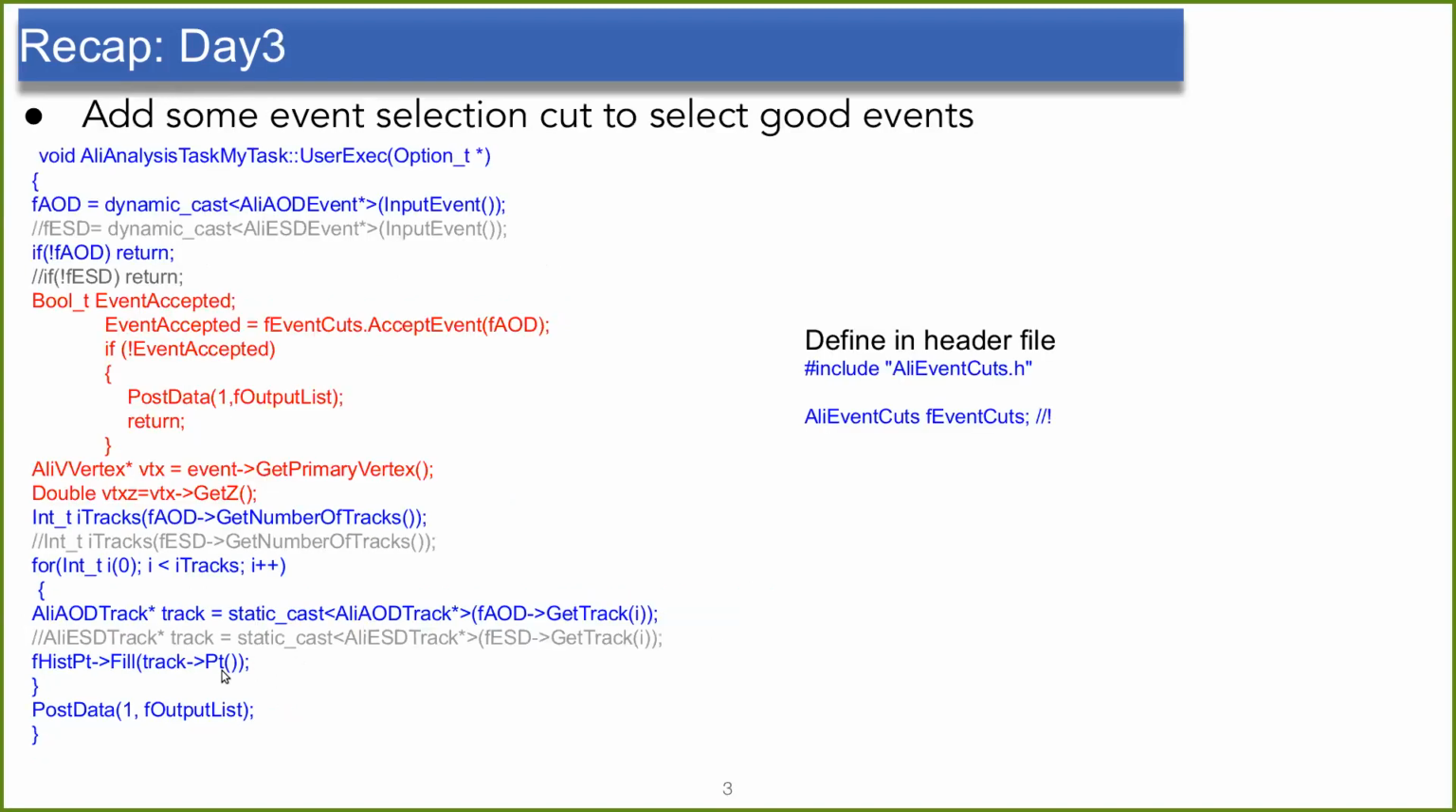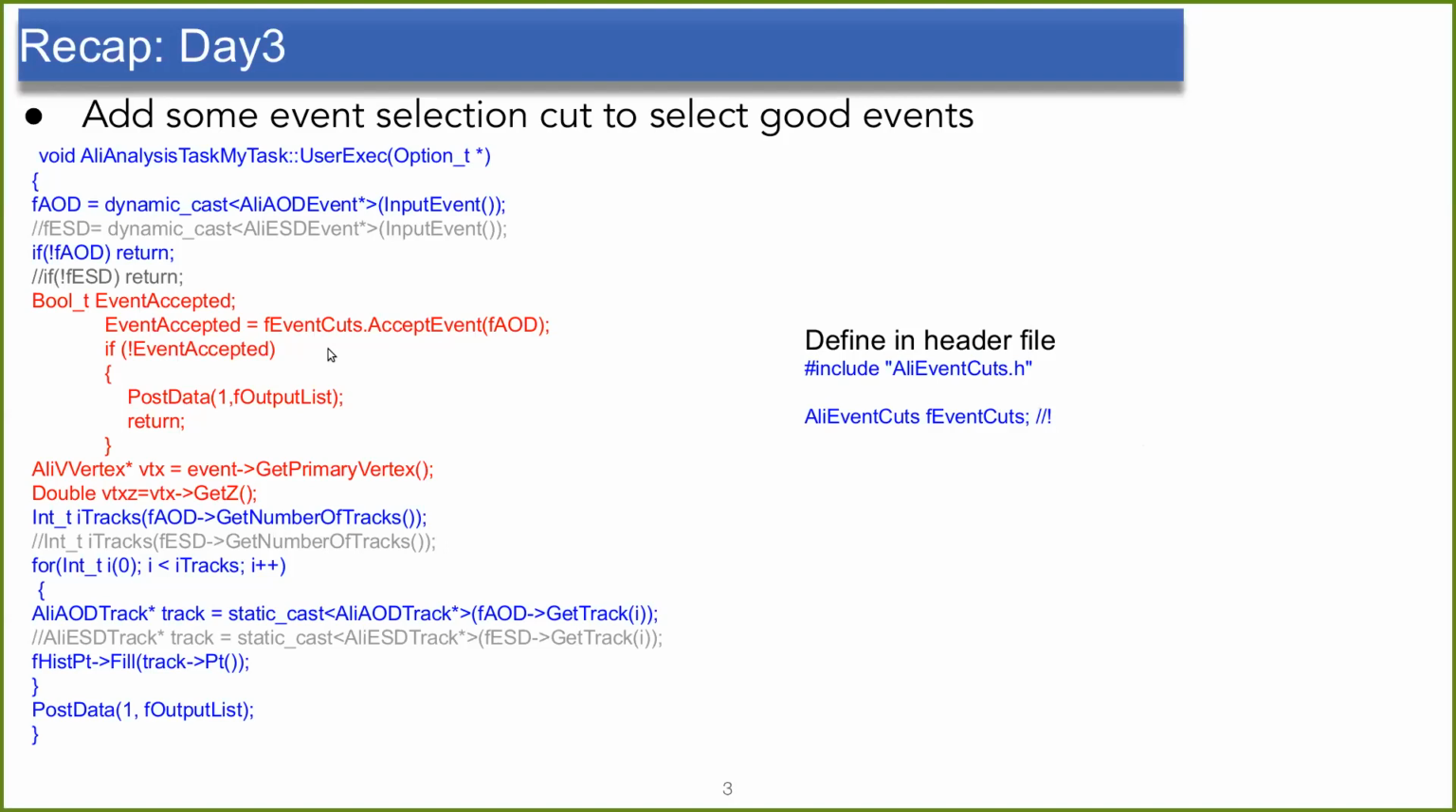On the third day, after getting the events in the given input file, we used some event selection cuts, which basically contain some physics selection, some trigger selection, some pile-up rejection, and vertex selection. Using those cuts, we select some good events from the total events, and then we use them further for our analysis. In order to do so, we used a class called AliEventCuts, which one can define in the header file.